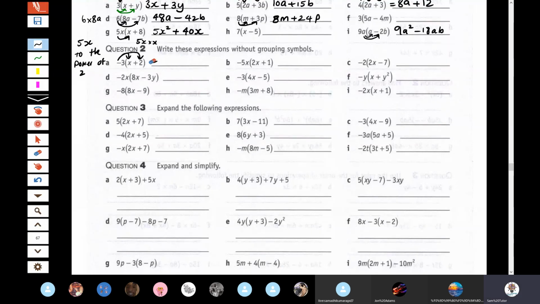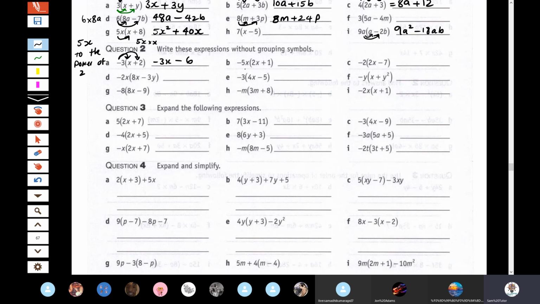Let's get back to doing this one again. So this one here, negative 3 times x plus 2. The way we will do it is negative 3 times x, which is negative 3x. And then negative 3 times positive 2 is negative 6. Does that make sense, Alvaro? Negative 3x take away 6. That makes sense? Even the negatives and everything like that? Yep. All right, good stuff.